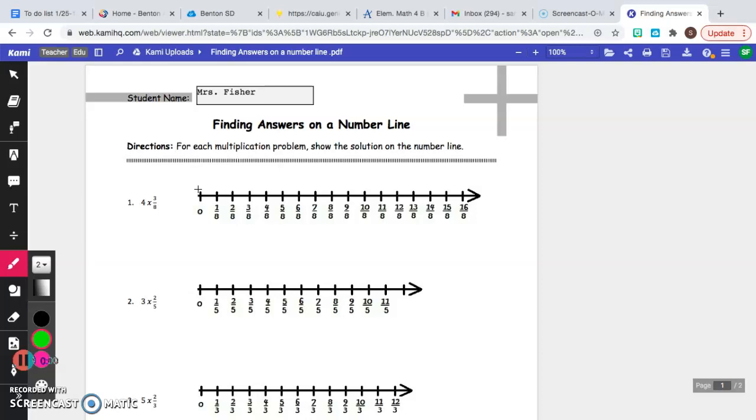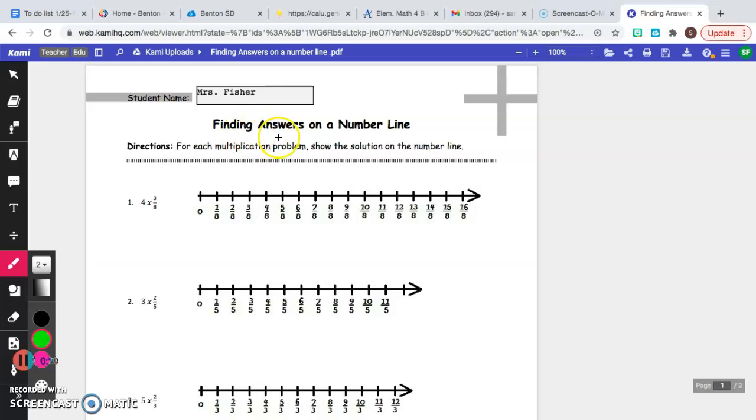I'm just here to go over this worksheet with you, so we can work on it together. If you can, I would pull it up, open it in Kami, and make sure you write your name at the top, and then we will begin. You can always pause the video to do that.